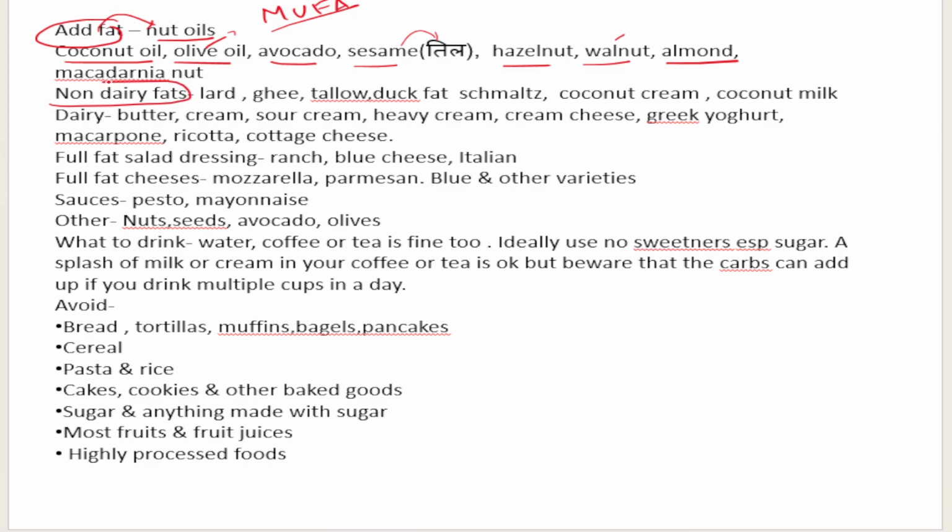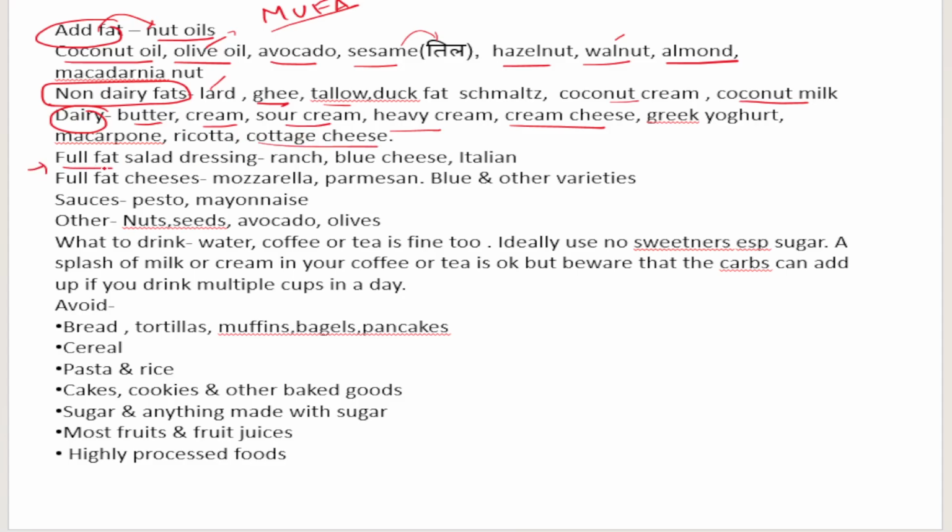Then there are non-dairy fats, which include lard. It is the fatty tissue of a pig. Then ghee, tallow, duck fat, coconut milk, coconut cream, etc. Then dairy. Dairy products include butter, cream, sour cream, heavy cream, cream cheese, cottage cheese, etc.